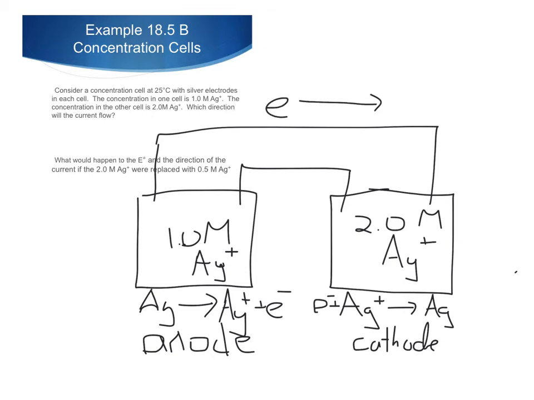Now, what would happen to the voltage and the cell direction if we were to replace the 2 molar with a 0.5? If I lowered the molarity of the 2 molar silver to 0.5, the electron flow would go the other way, because now the 0.5 would be lower than the 1, and it would have to increase in molarity. So everything would be reversed and backwards.